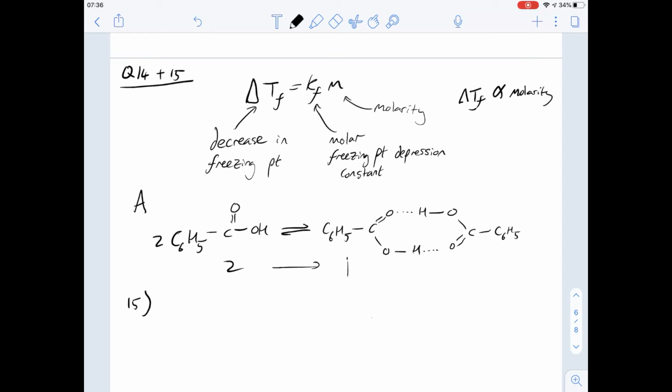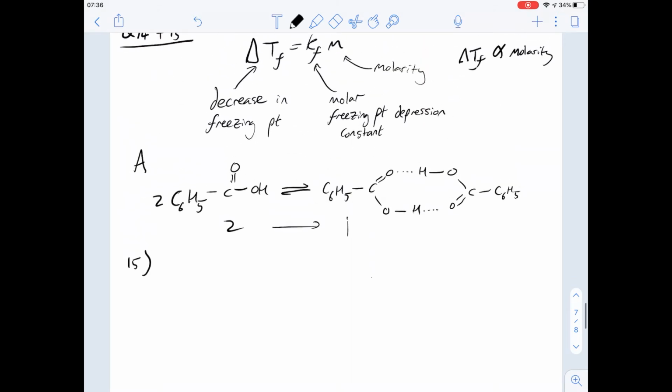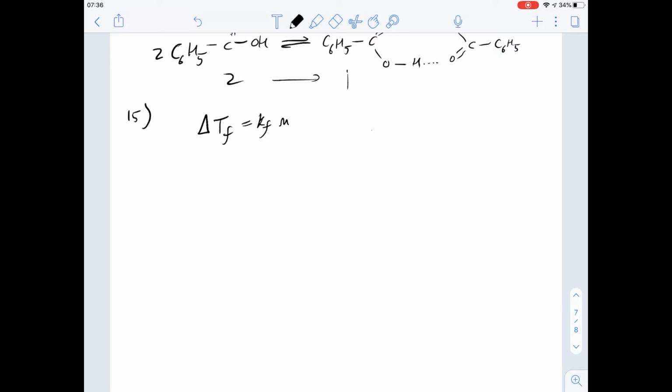If we look at 15 then, we're given some numbers to work with. So let's look at this equation. We've got our decrease in freezing point, and that's going to be equal to the constant multiplied by the molarity and the number of moles. And the way to write moles is going to be the mass over the molar mass, which I'll write as MR here. We'll call the molar mass X and calculate it then.